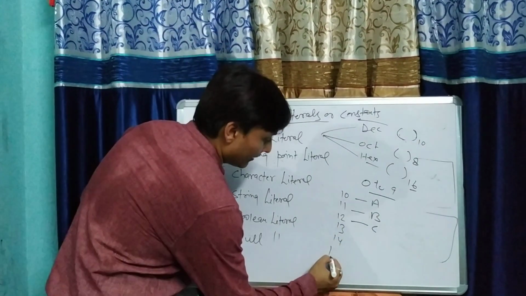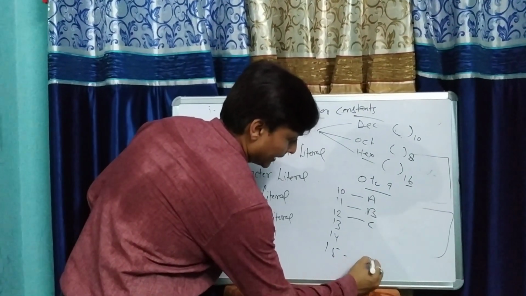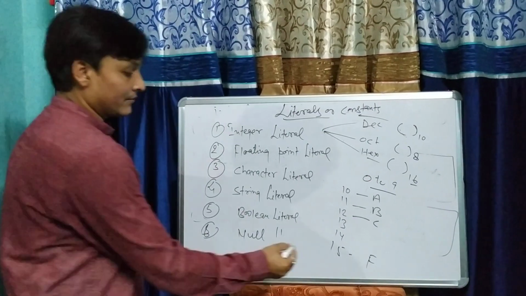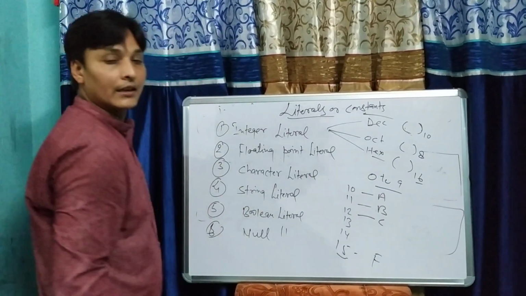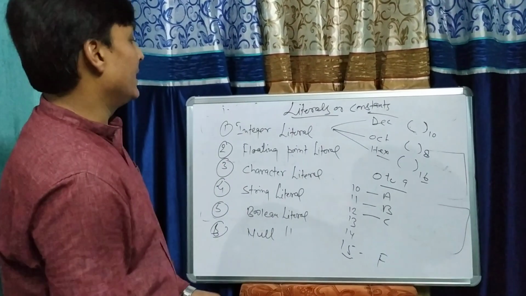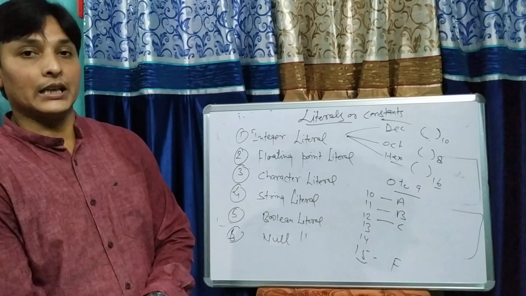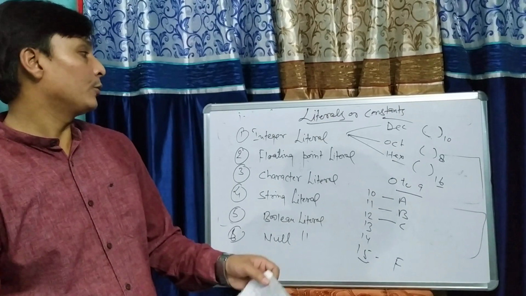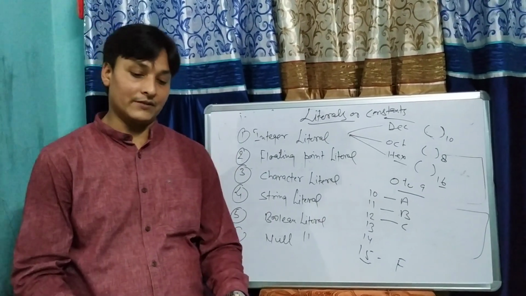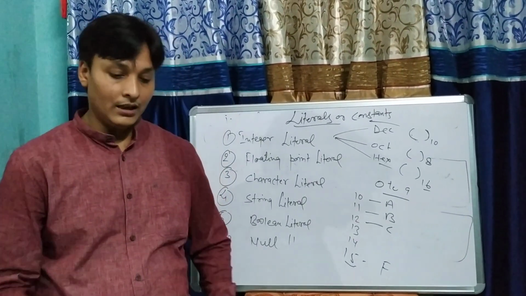Value of f will be 0 to 15. Fine? Means last value of the f will be 15. Is that clear? Likewise, we have floating point literal. In floating point literals, your decimal parts will come, your fractional parts will come.